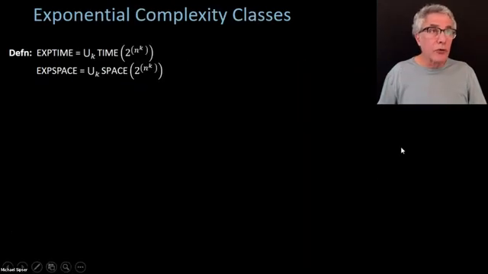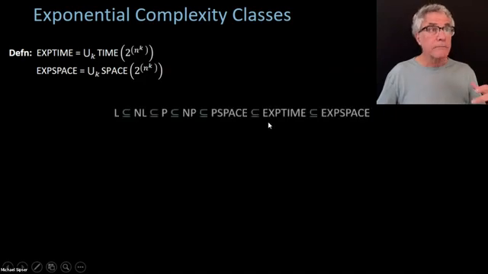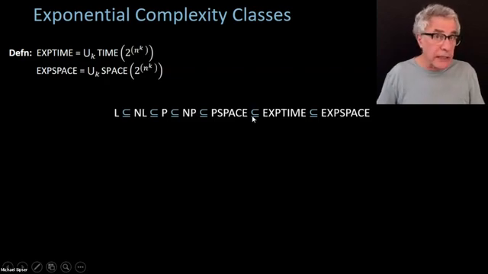Along the way, we're going to introduce these exponential complexity classes, exponential time and exponential space, which are exponentially bigger than the polynomial time and polynomial space classes. So it's 2 to the n to the k in both cases, 2 to a polynomial. The first 5 of these classes, L through PSPACE, we've already seen, and exponential time and exponential space extend the containments that we've already seen.